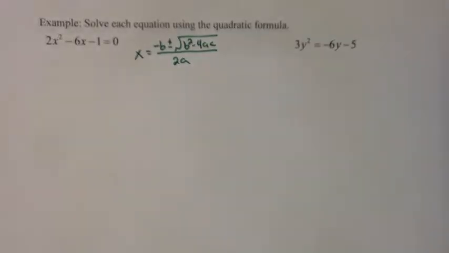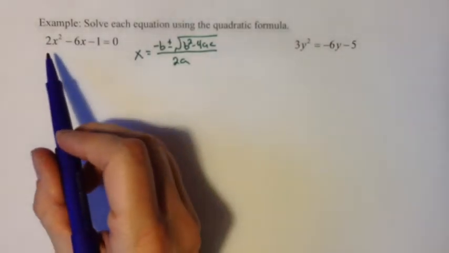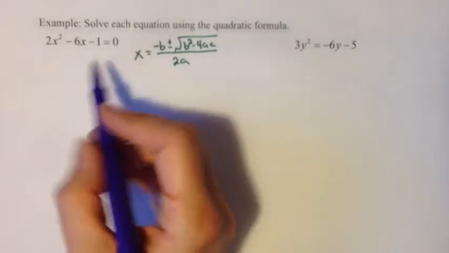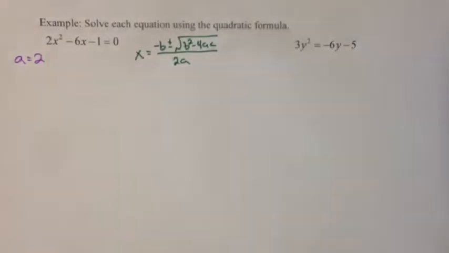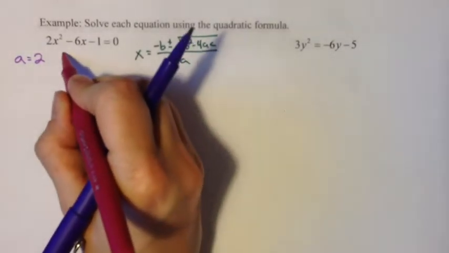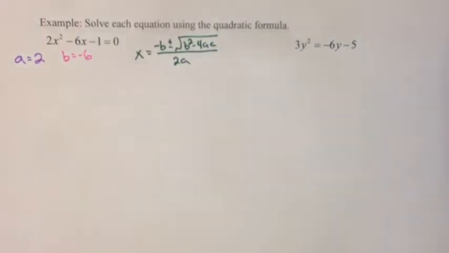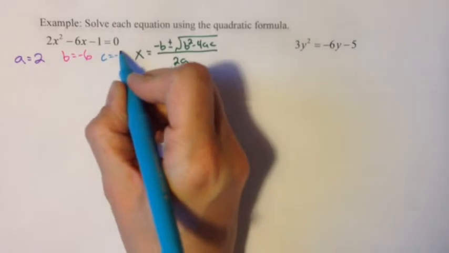Now that I've got my quadratic formula written down here so that I can use it easily, my next step is to figure out what a, b, and c are. My quadratic equation is already in standard form. So a is the coefficient of x squared, which is 2. b is the coefficient of x, which is negative 6. And c is the constant, which in this case is negative 1.